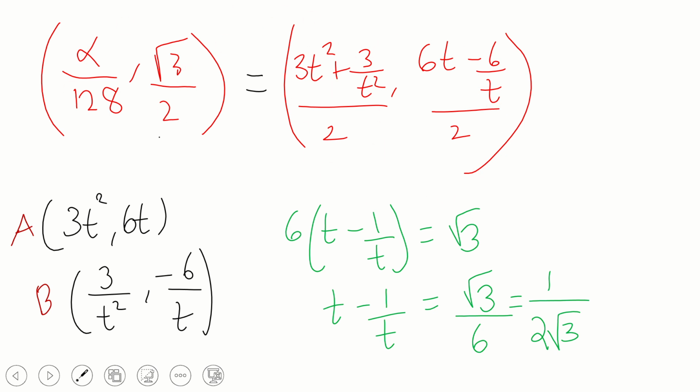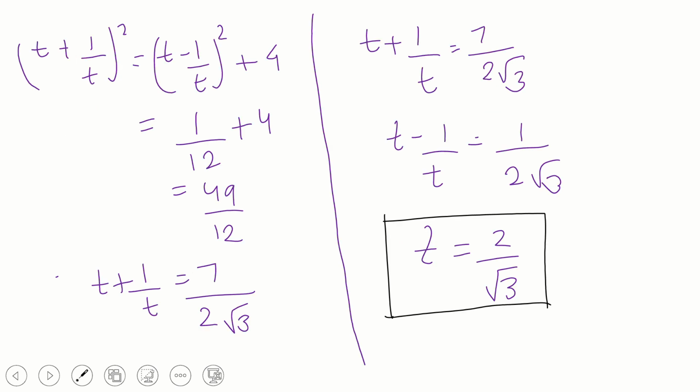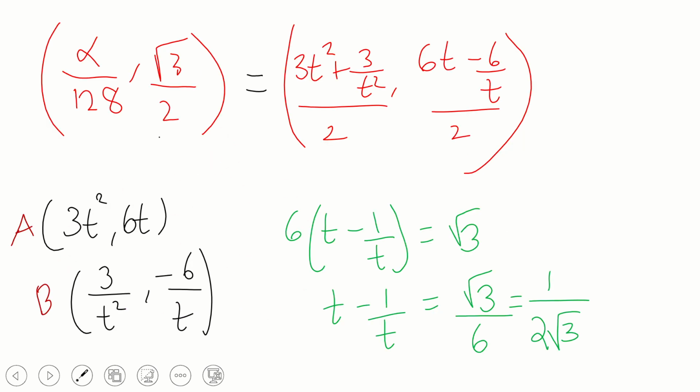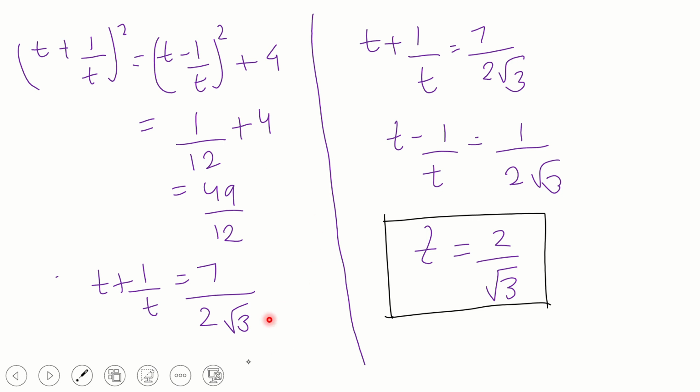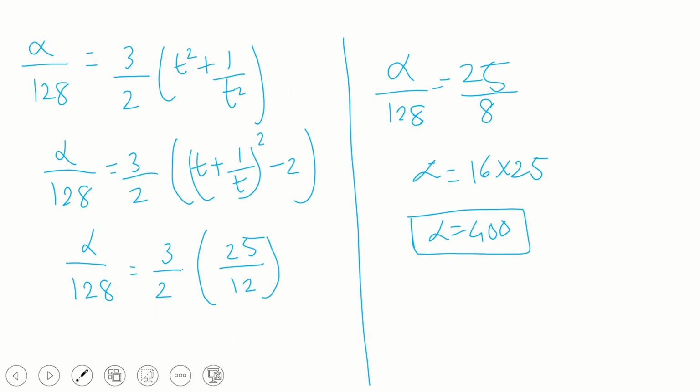So in equating the y coordinates, taking 6 common and cancelling 2 on both the sides, you get t minus 1 by t as 1 by 2 root 3. Solving, t plus 1 by t whole square gives you 49 by 12 and t plus 1 by t will give you 7 by 2 root 3. Now alpha by 128 equals 3 into (t square plus 1 by t square) by 2. And now we have found out the value of t plus 1 by t. Using this, you can solve and get the value of alpha as 400, right?